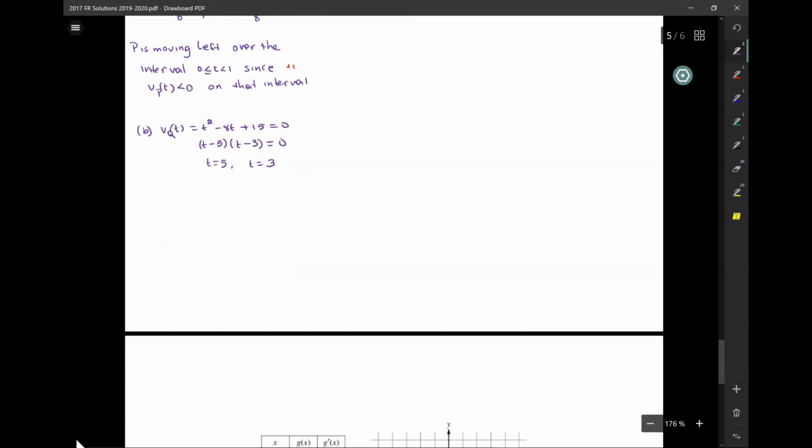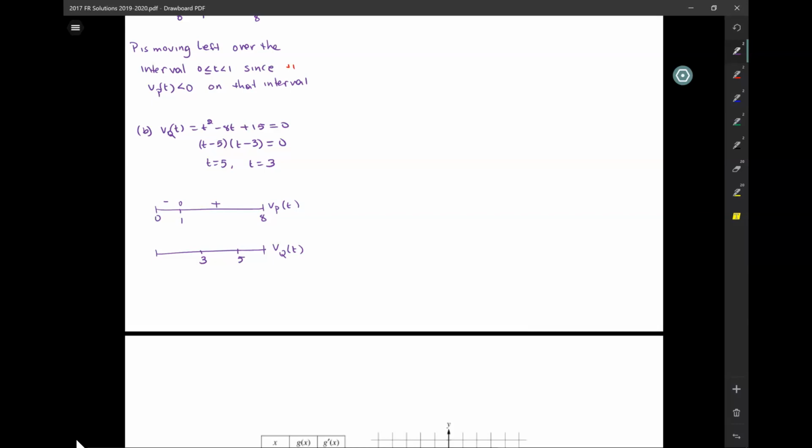Now what you want to do is compare the two of these. So this was Vp, from 0 to 8, and it was 0 at 1, negative and then positive. Then do a similar one for Vq of t, but put in 3 and 5. This is positive, negative, positive, and they have the same sign. You can compare vertically from 5 to 8.